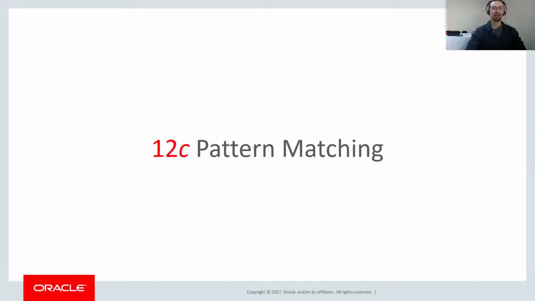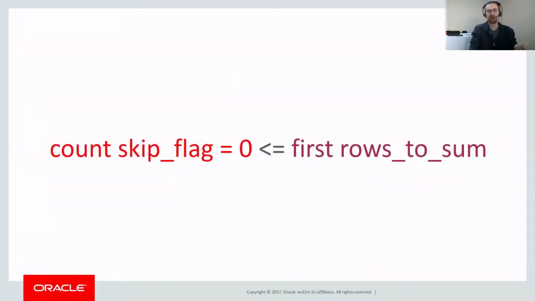Okay, so that was our recursive solution. Let's see how we can approach this using pattern matching, which I think is a much easier, much more elegant way of solving this problem. So before we look at the SQL itself, let's remind ourselves what we're actually trying to do here. We need to count the number of rows where the skip flag is 0 after the current one, until we hit the number of rows to sum.